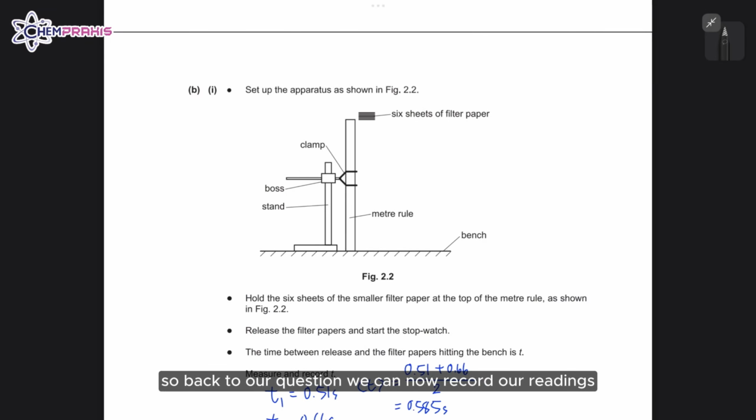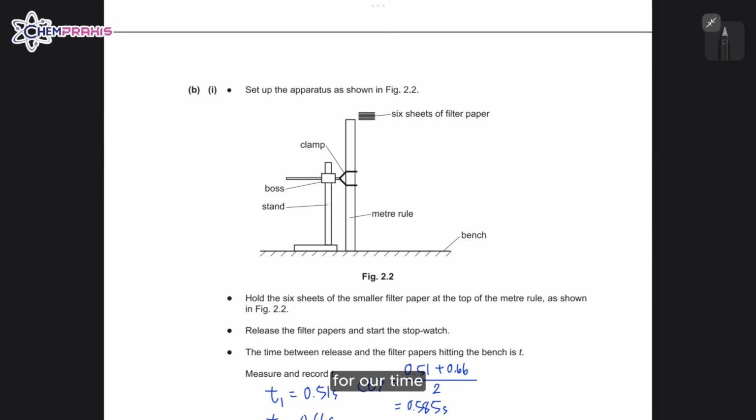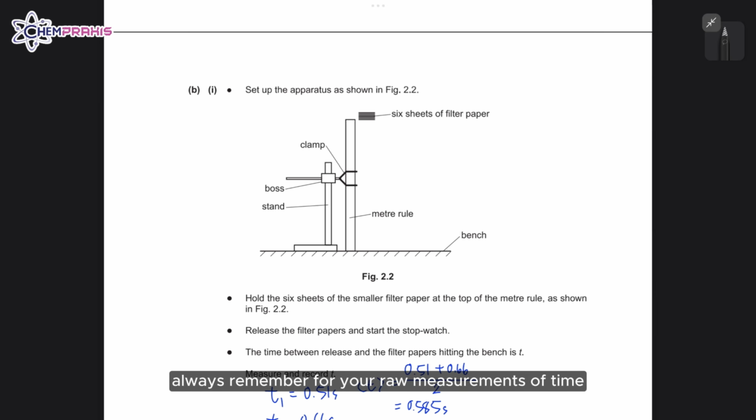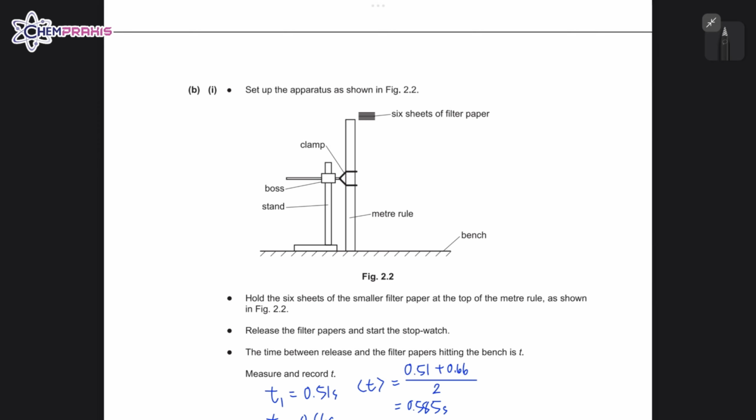So, back to our question. We can now record our readings. Remember, for time measurements in experiments, always take a second reading. For our time, we can take the average reading of 0.585 seconds. Always remember, for your raw measurements of time, we will need to follow to 2 decimal places as it is the smallest unit that our stopwatch can measure.